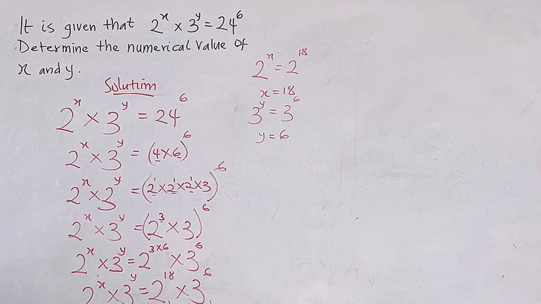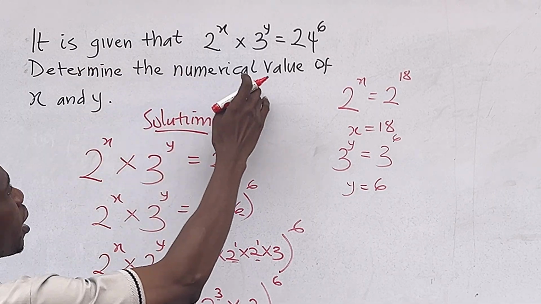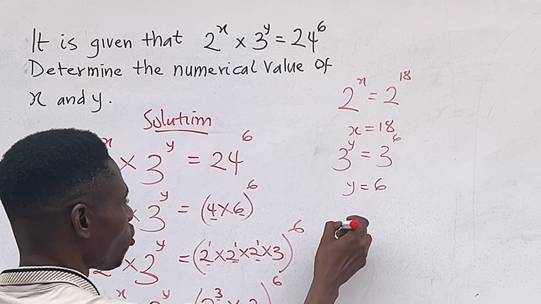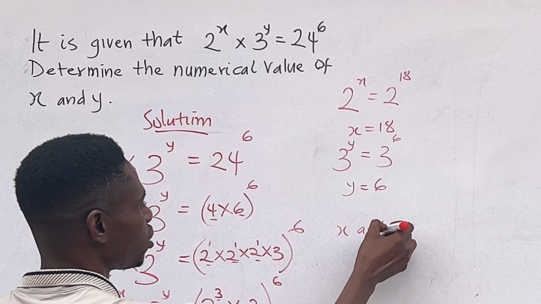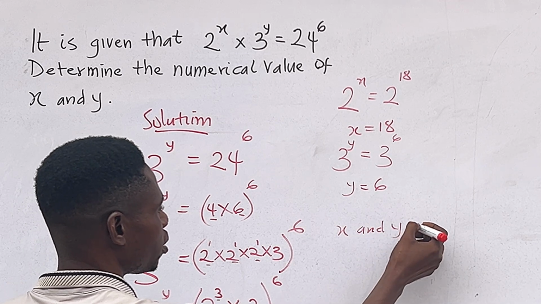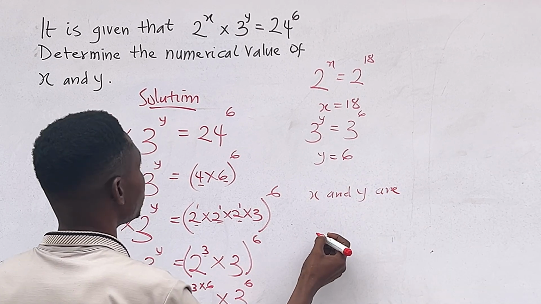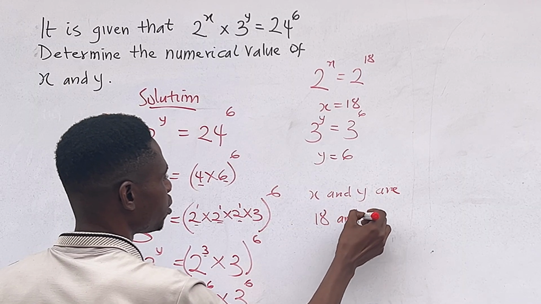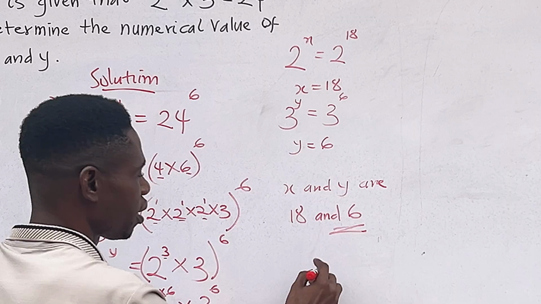So the question says, determine the numerical value of x and y. So the numerical values of x and y are 18 and 6. And that's it.